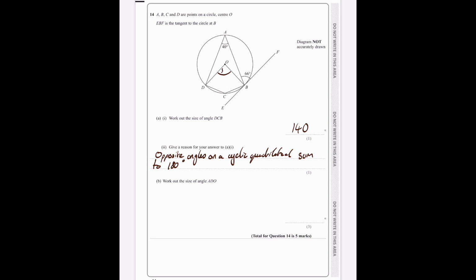For ADO, a little bit trickier, double the angle at the centre is double the angle at the edge, so DOB is 80, and then we can work out the angles in that isosceles triangle. That ODB will be 50, ADB will be 66 because of alternate angles, it's alternate to angle ABF. And the difference between 66 and 50 is 16 degrees, which gives me the angle ADO.